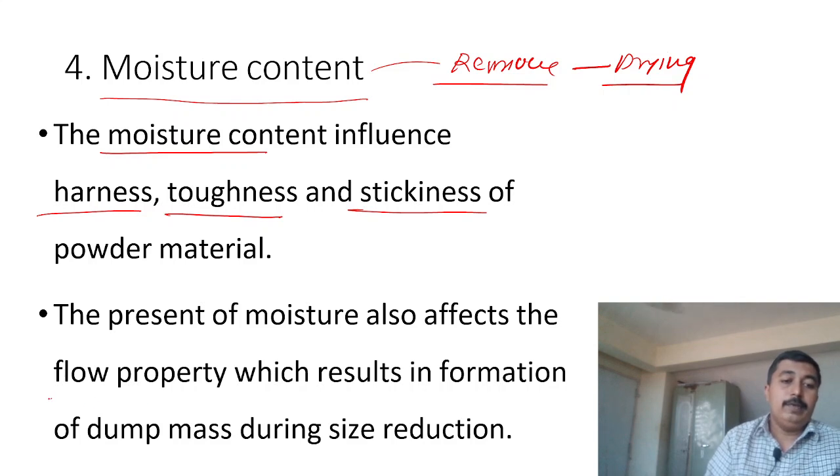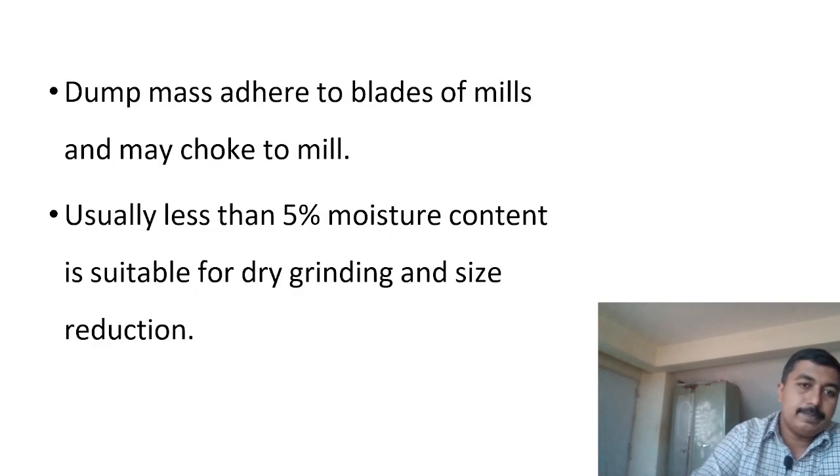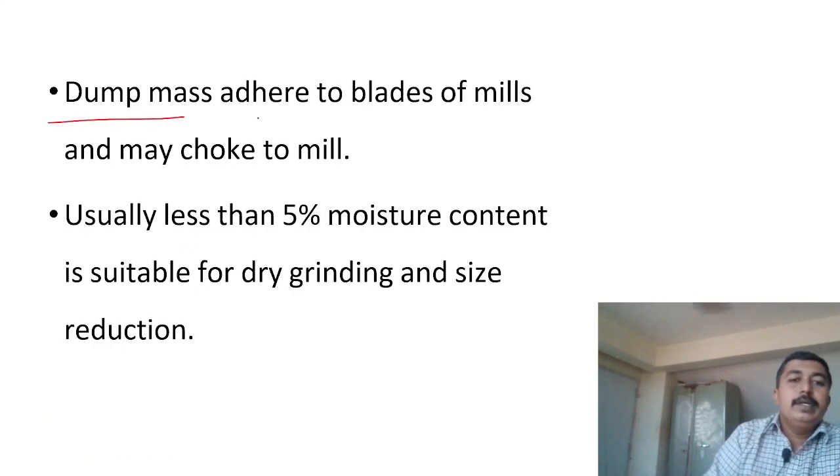Moisture also influences the flow properties, because if moisture is present in the powder, that results in the formation of damp mass, and this damp mass may choke the mill. That damp mass may adhere to the inner walls of the mill, and that's why it is advisable to remove the moisture before size reduction. So damp mass, as we discussed earlier, attaches to or adheres to the blades of the mill, inner walls of the mill, different components, and that may choke the mill.